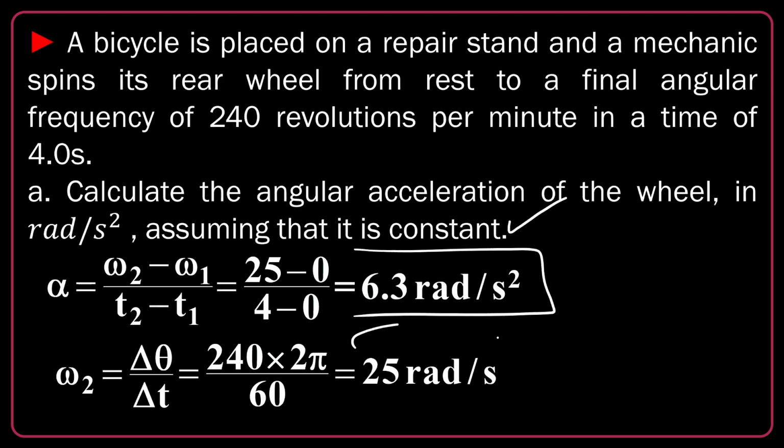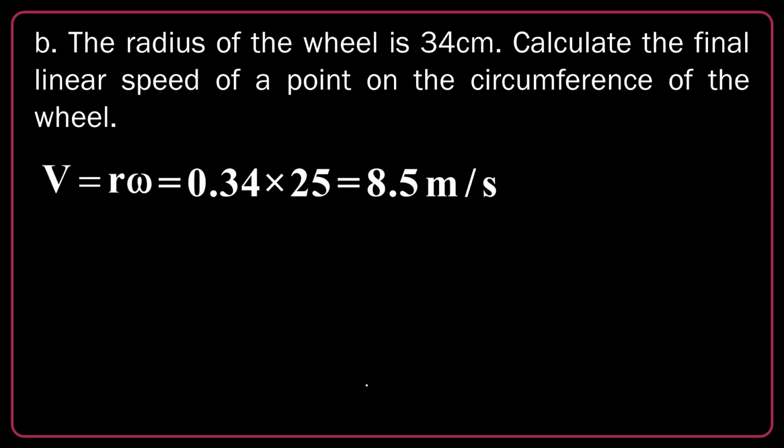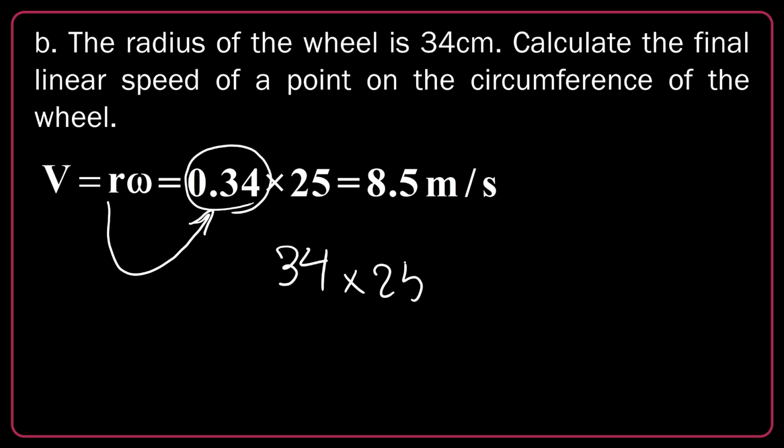So let's use the final omega we found in the previous slide. Final omega, you see, is 25 radian per second. And so it's 25, and r must be in SI units. We need SI unit here, so it's 0.34 in meters. It's 8.5 meter per second. If you use 34 in centimeter multiplied by 25, it's not that important. Anyway, the answer will be in centimeter per second.